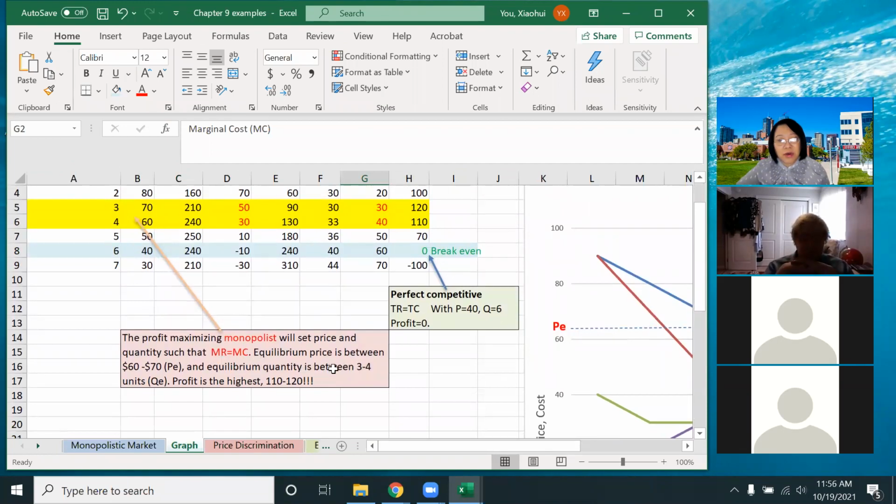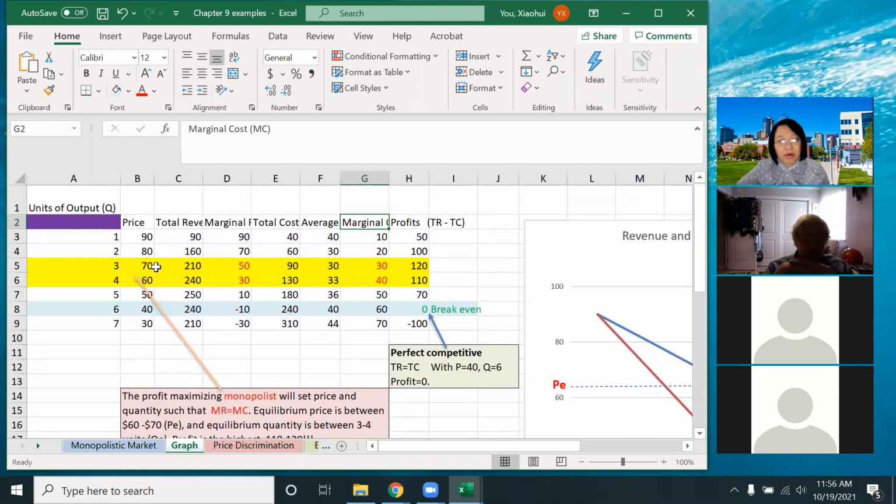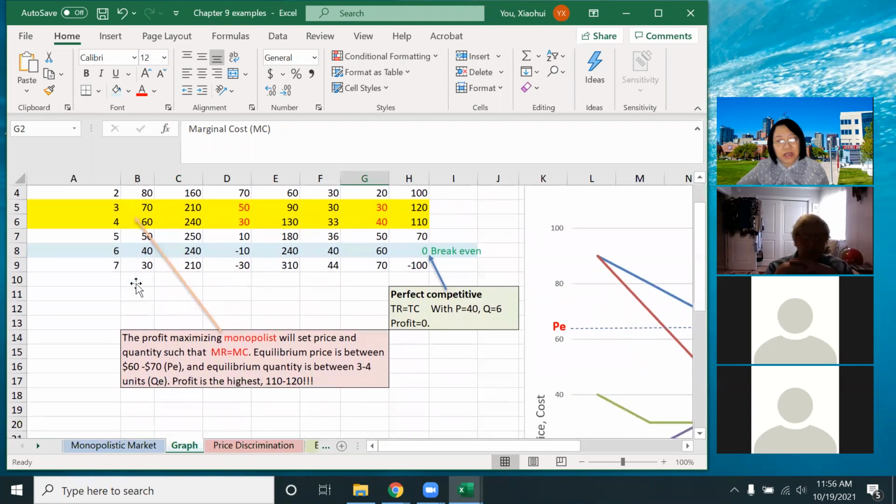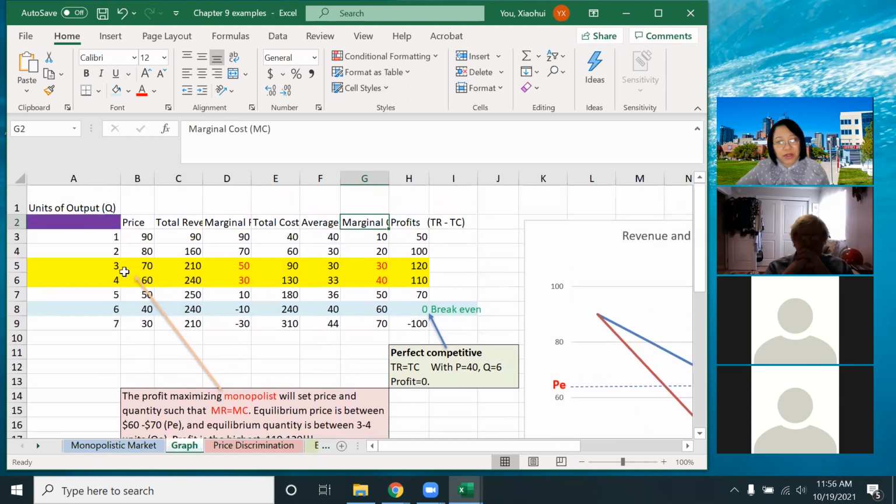And then with the equilibrium price, if you look, the price is about 60 to 70. The price is higher than the perfect competitive market, right? And the quantity they produce is about 3 to 4, between 3 and 4. So they produce less with a higher price. And the perfect competitive market produces more with a lower price.